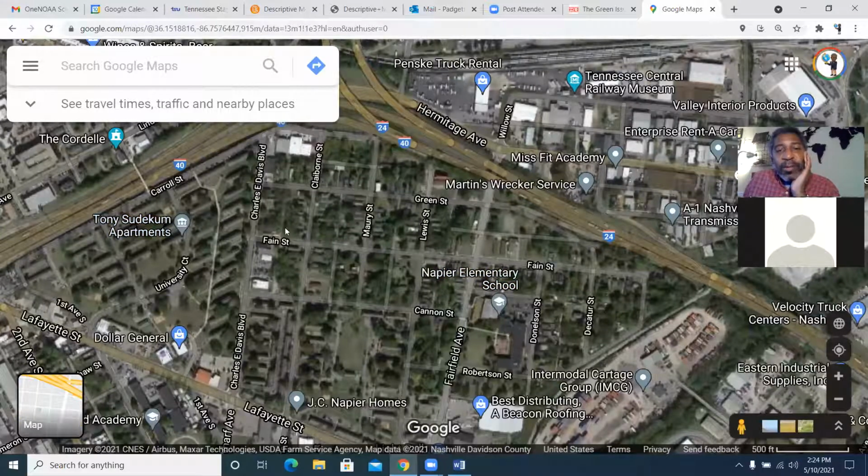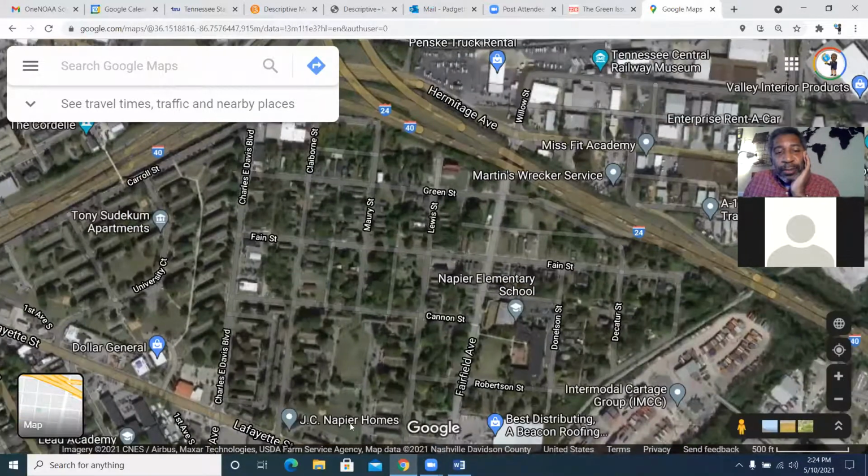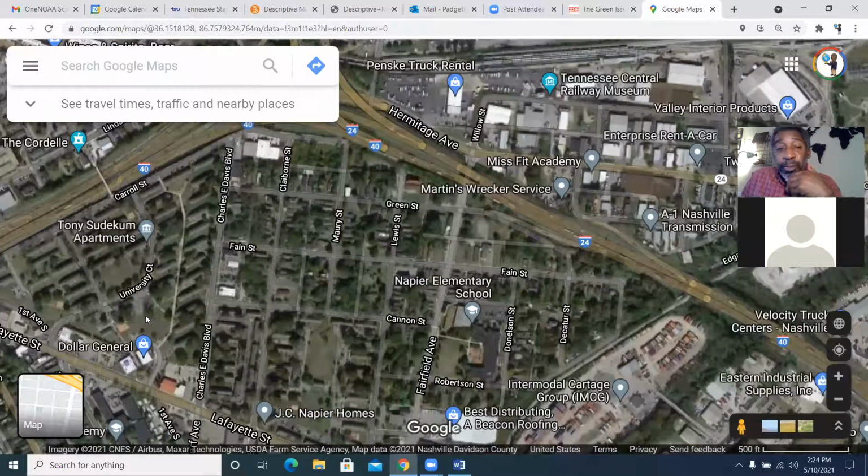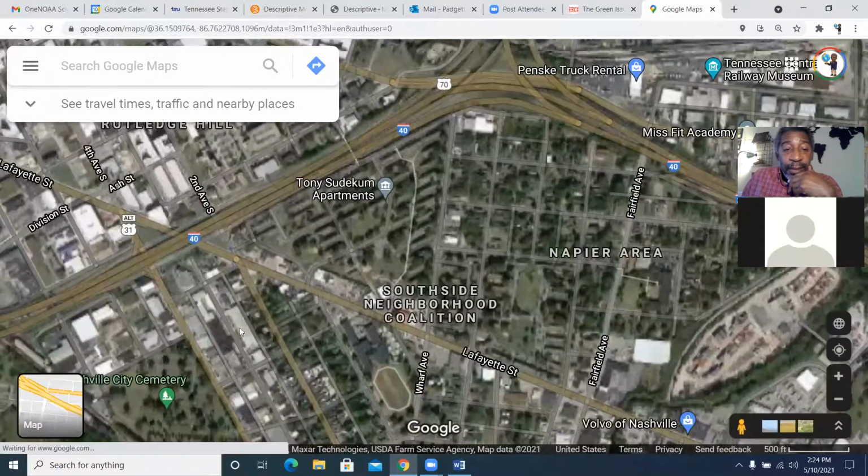And you wonder, well, why do you have these two public housing facilities right next to each other? Well, when public housing was created, it was segregated. So the Sudekum apartments were white and J.C. Napier homes were black. So even public housing was segregated, separating poor whites from poor blacks back in that time.